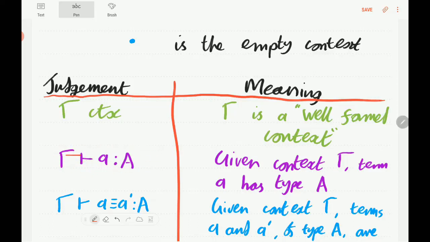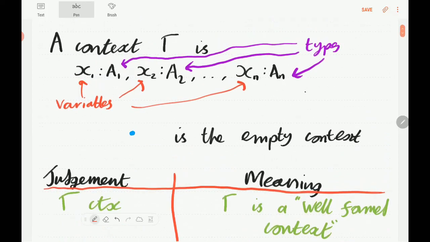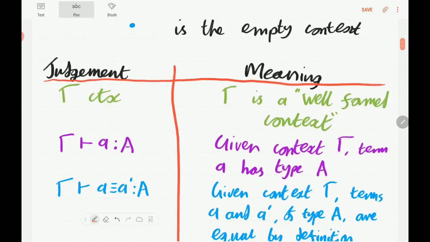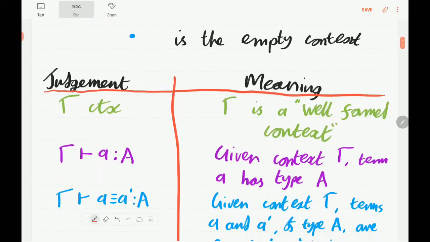And that's to say that this context gamma entails that little a is of type capital A. And basically all this means is that if we have this context gamma, which might be this kind of thing here, for example, given that context, we can say that this term little a has type capital A.